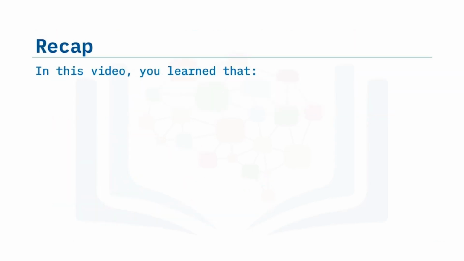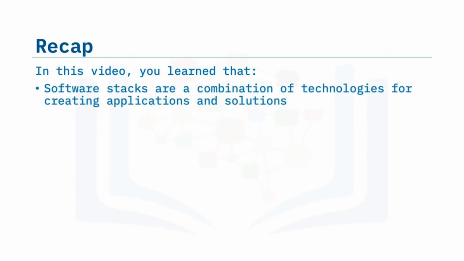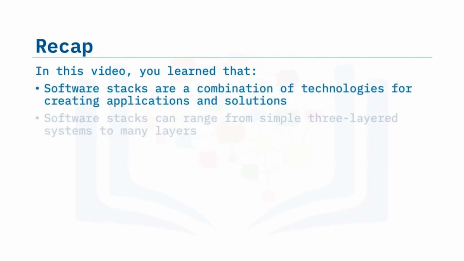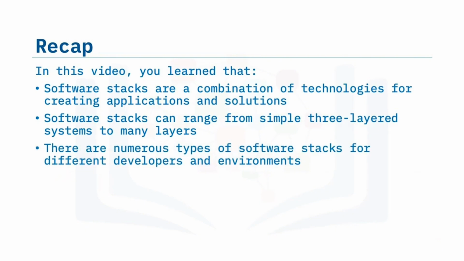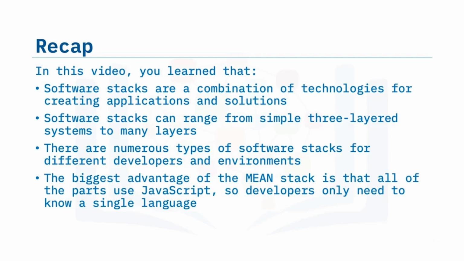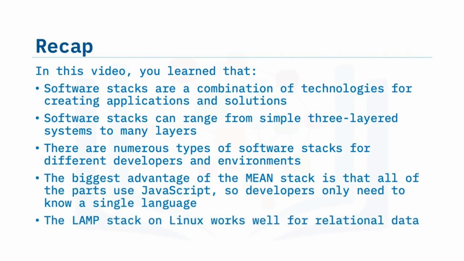In this video, you learned that software stacks are a combination of technologies for creating applications and solutions. Software stacks can range from simple 3-layered systems to many layers. There are numerous types of software stacks for different developers and environments. The biggest advantage of the Mean stack is that all of the parts use JavaScript, so developers only need to know a single language. And the LAMP stack on Linux works well for relational data.